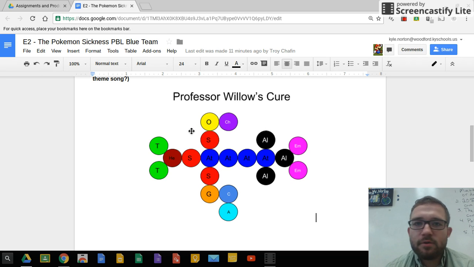Now remember, not everyone's product looks the same. Yours might look a little bit different, but that's okay. The same strategy still works. So the first thing that I would do is count up the number and types of atoms in this product.